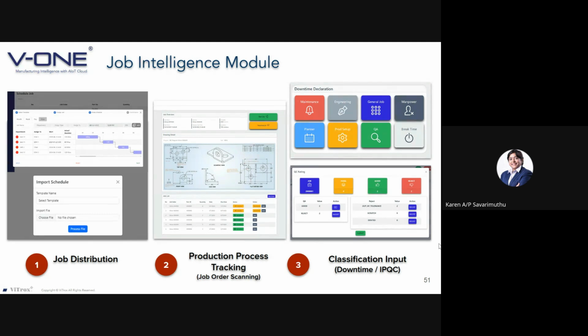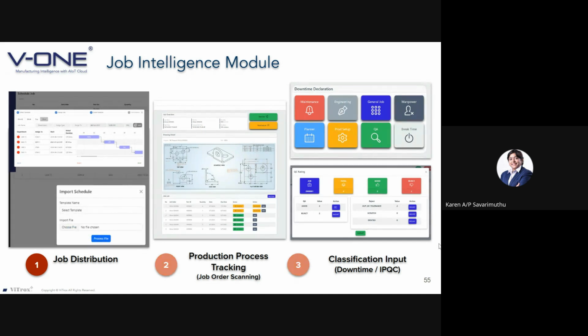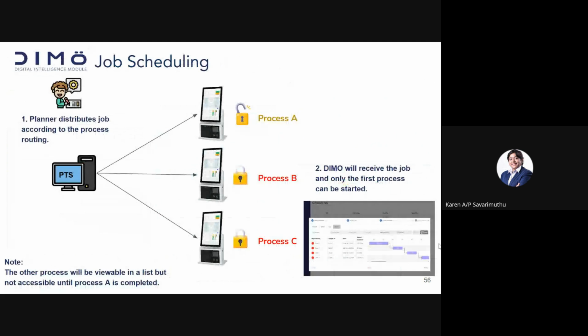Okay, why are these classification inputs very important? Because for a particular product, we know how much raw material we need, and we can get a lot of information about what they can get rid of, right? So we want to have all this information. Thereafter, this is the job intelligence module that we want to achieve. Okay, so that is where we came out with this module.